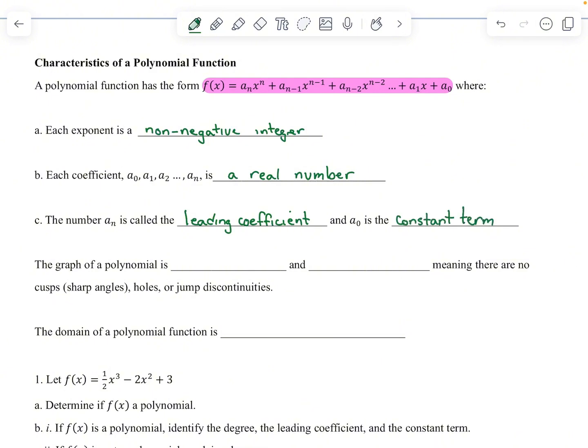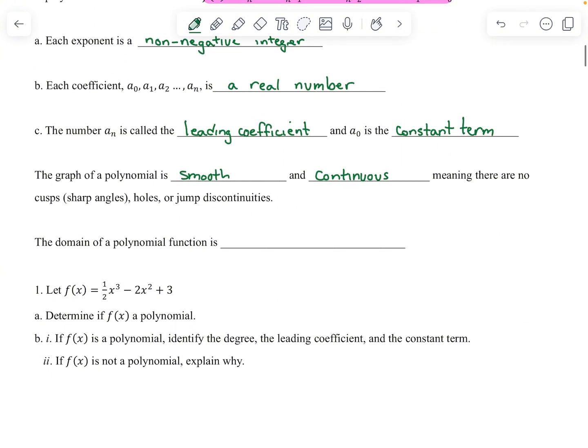The graph of a polynomial is smooth and continuous, which means that there are no cusps, which are sharp angles, holes, or jump discontinuities. The domain of a polynomial function is all real numbers. So let's take a look at an example.